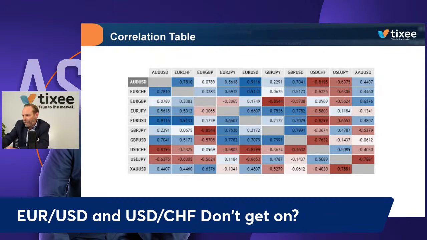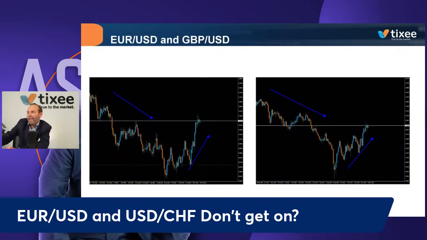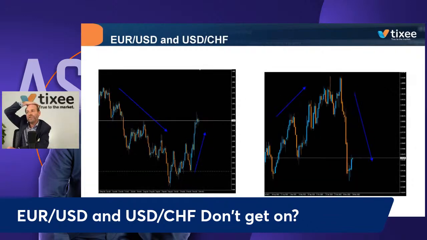Let's have a look at an example. Euro dollar on the left, dollar Swiss franc on the right. When the euro was falling, what was the dollar Swiss franc doing? It was rising. When the euro dollar started to recover, what did the dollar Swiss franc do? It was falling. So it's negatively correlated, so they'll go in opposing directions.